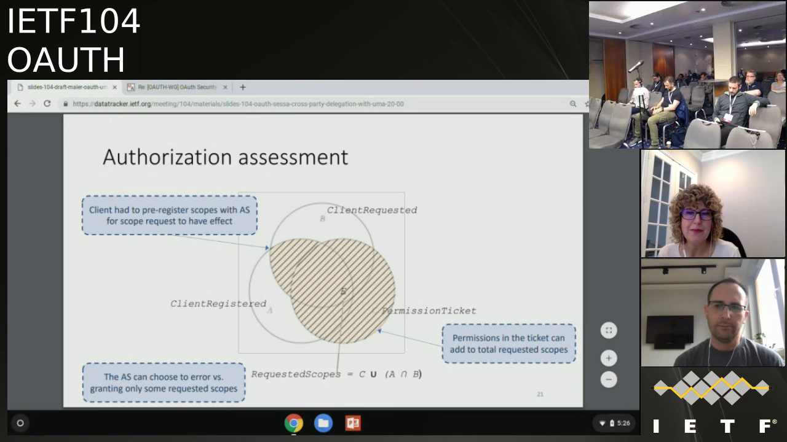Now, any permissions that are represented in the permission ticket can add to the total requested scopes for them to be considered. So you can see there's the math. And then ultimately, if what ends up in these requested scopes is just partially satisfying what somebody asked for, then the AS can say, look, for business rule reasons, I can error this out or I can grant what ends up being partial. So those are some of the guardrails that we put in.